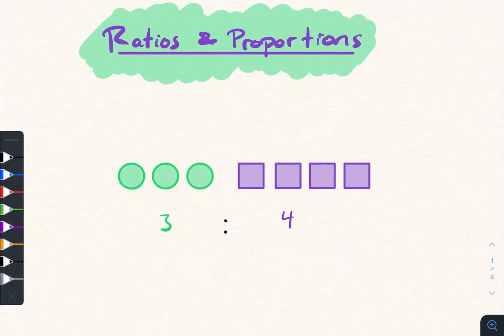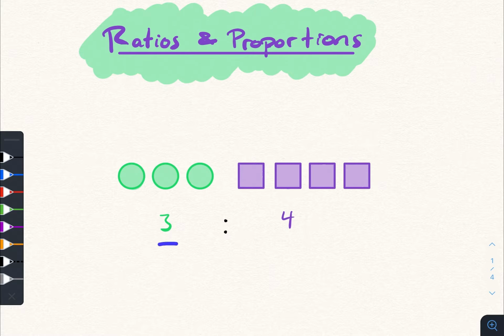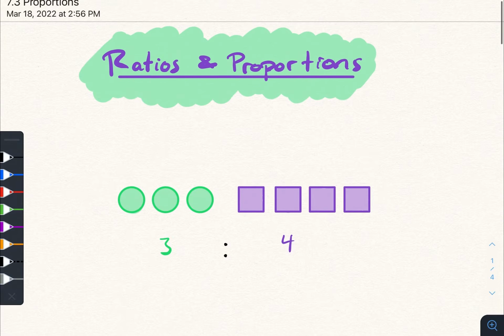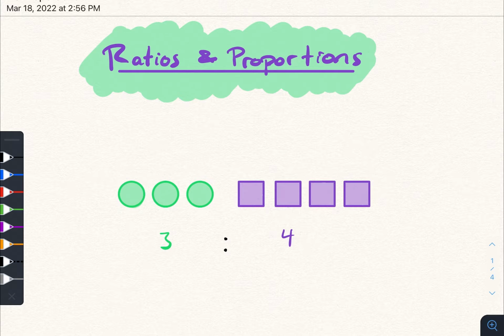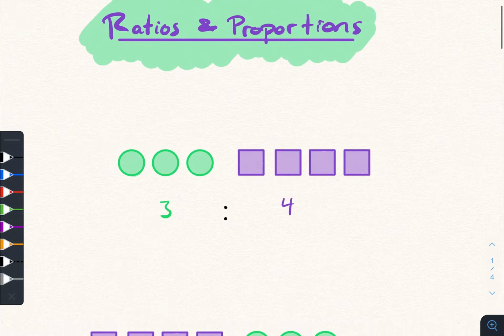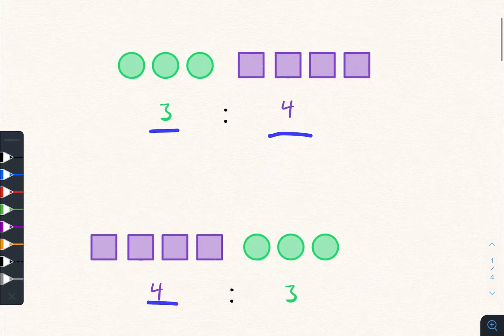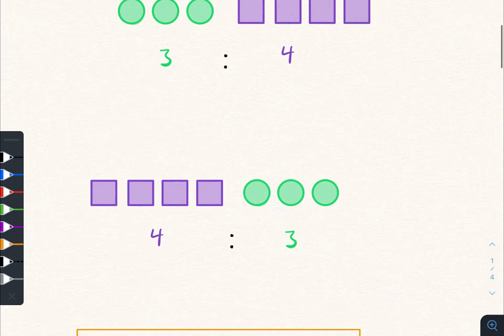A ratio is really just an ordered pair of numbers, written with a colon in between them. You also want at least one of the numbers to not be 0. Whenever you have three circles to 4 squares, you get a couple of ratios that come out of that. So there's the ratio 3 to 4. There's the ratio 4 to 3, coming from 4 squares to 3 circles. Remember, ratios are ordered pairs, so the order actually matters there.